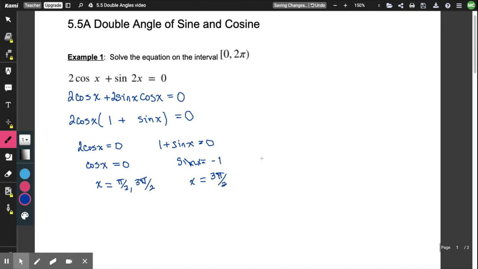So at a glance, it looks like there are 3 solutions, but 2 of the 3 are actually the same angle. So when I present the answers for this problem, I would only present pi over 2 and 3 pi over 2.